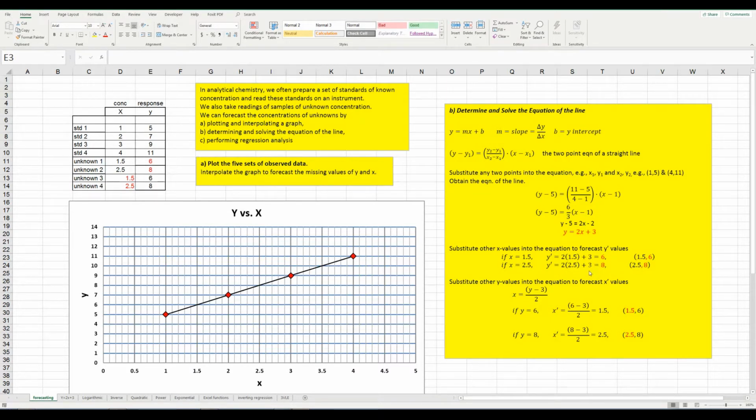But more commonly, what we want to do is solve for x. So we'd have to rearrange the equation and isolate x, and then substitute values of y, our instrument response, and then forecast the values of x, the concentrations. Now, this process of using the data to obtain an equation of the line and then forecasting data from our equation of the line has been automated for us in software like Excel and in handheld calculators. And the purpose of this lesson is to learn how to use our calculator to do this.